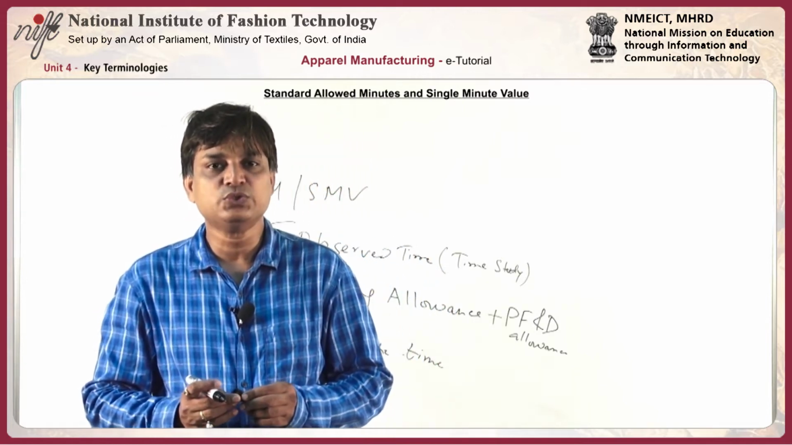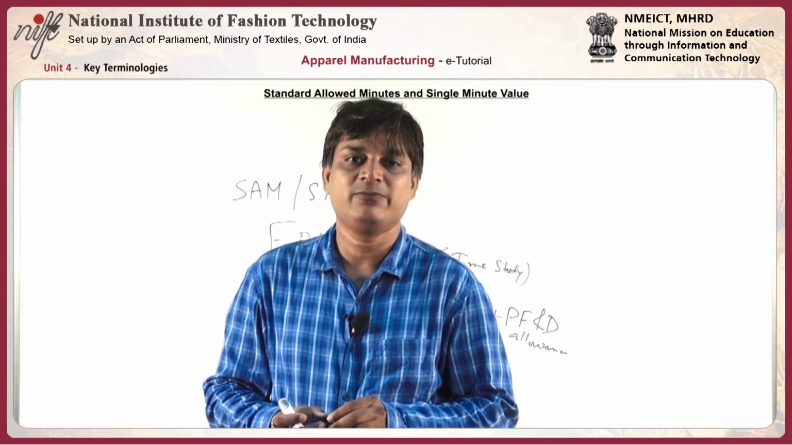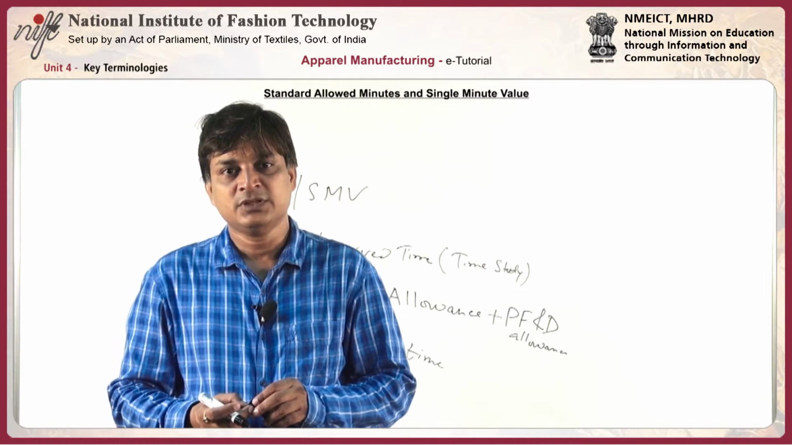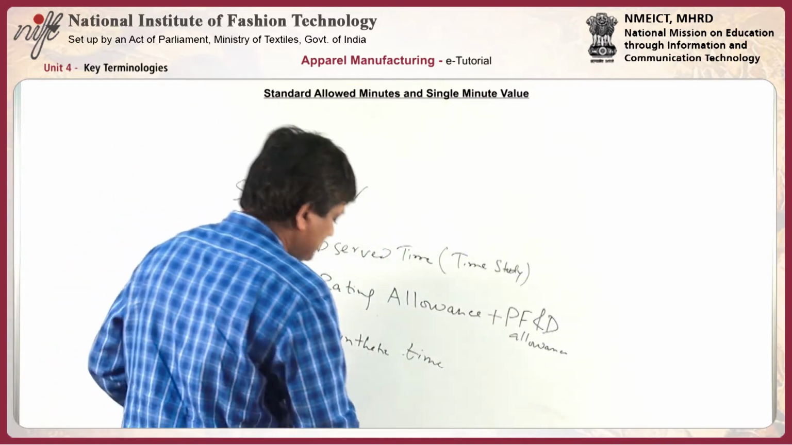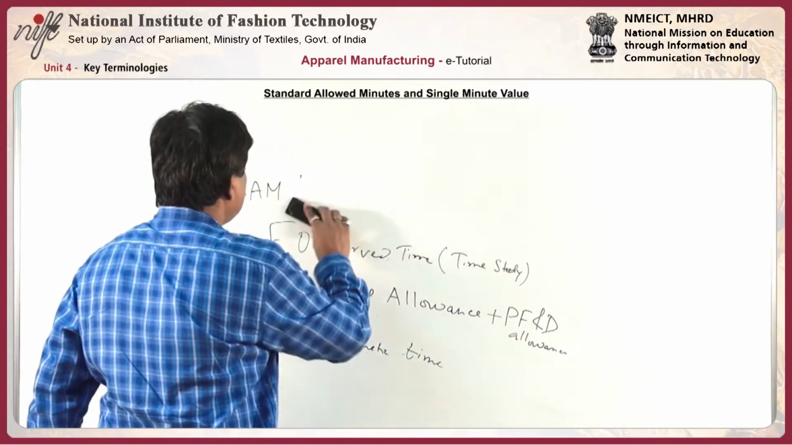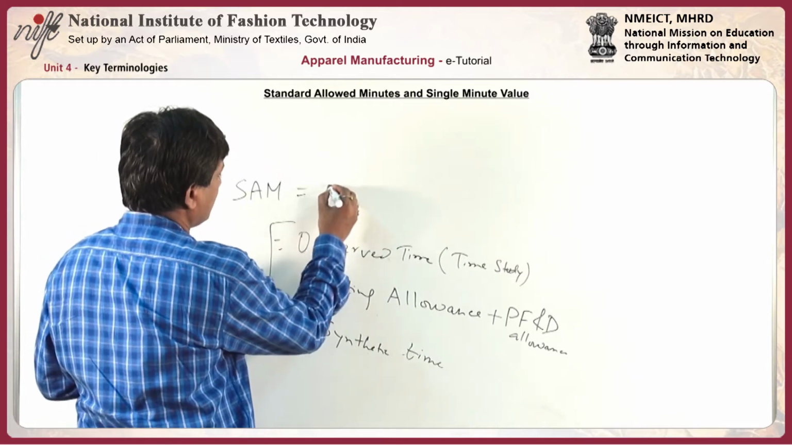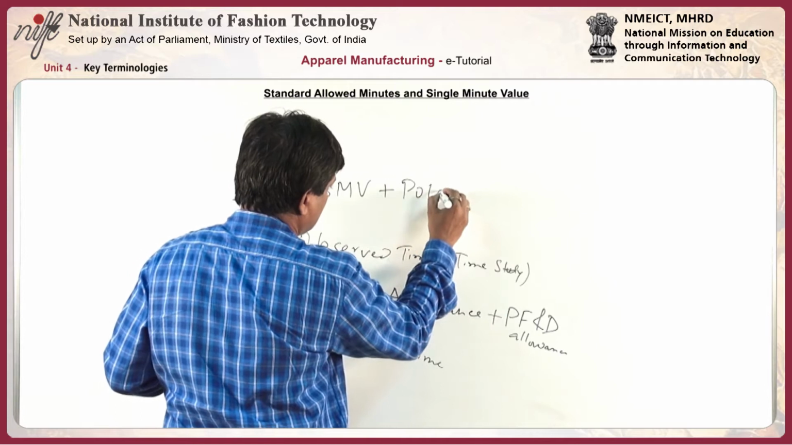When SAM is used as an extension of SMV, it is allocated time for a task rather than measured time. Once we talk about the relation between SAM and SMV, the relation is: SAM is equal to SMV plus policy allowance.